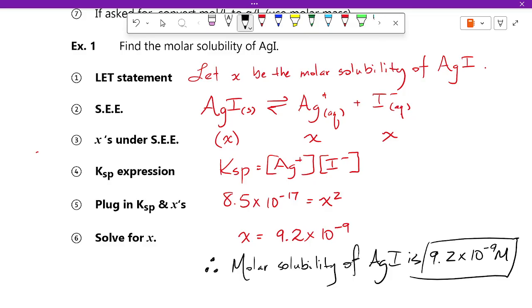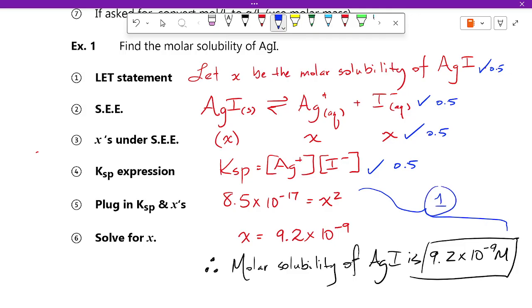Now, these kind of questions can show up in written response, and so in written response you should have this thing here for 0.5 marks. You should have this thing here for 0.5, this thing here for 0.5, this thing here for 0.5, and then maybe 1 mark for all of this. So that would be like a 3-mark question, okay?